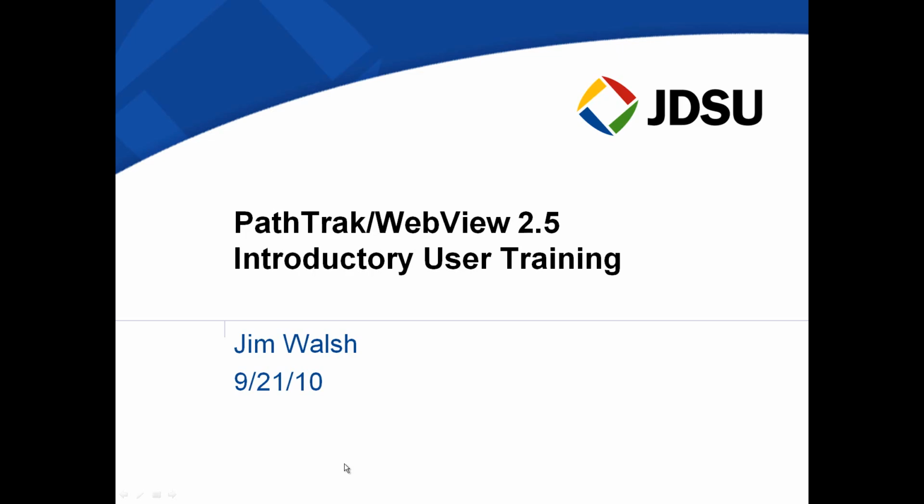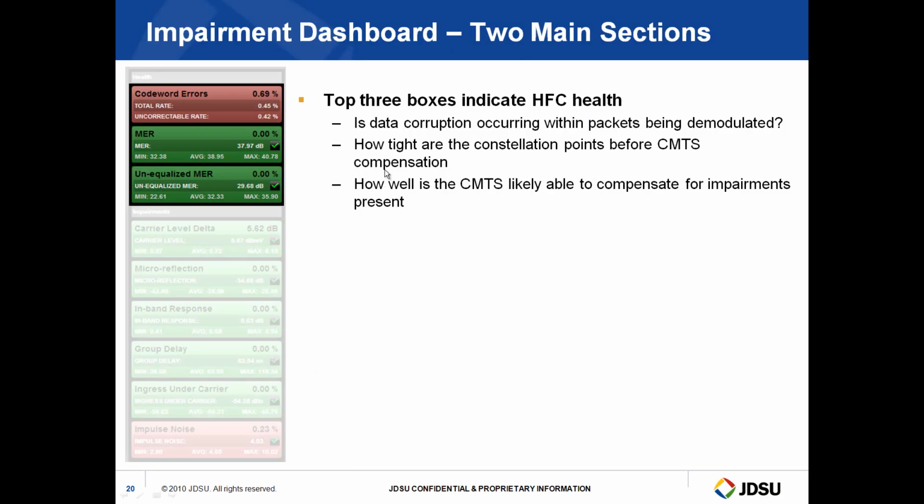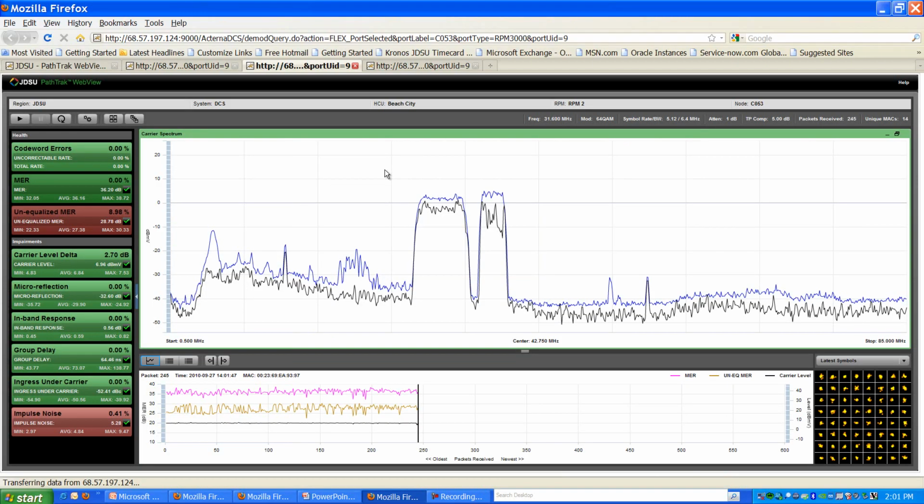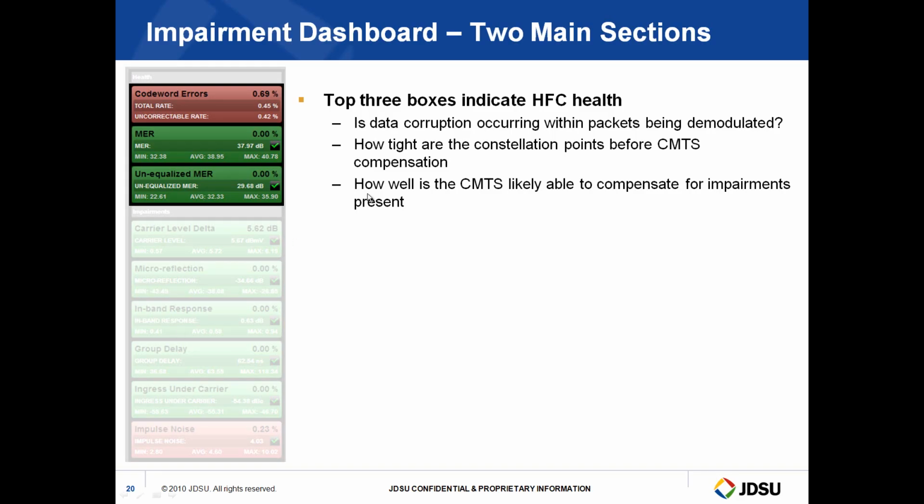Next, I'll jump off to PowerPoint to talk about the next section, which is the impairment dashboard. That is this section over here on the left side of the display. And in a gist, the WebView 2.5 is a very complicated tool with a lot of advanced capabilities, so we wanted a very simple display to help less experienced, less advanced users know at a glance, do they have a problem on their node? And if they have a problem, what type of impairment is it that's likely causing that problem? So that's where we came up with the concept of the impairment dashboard.